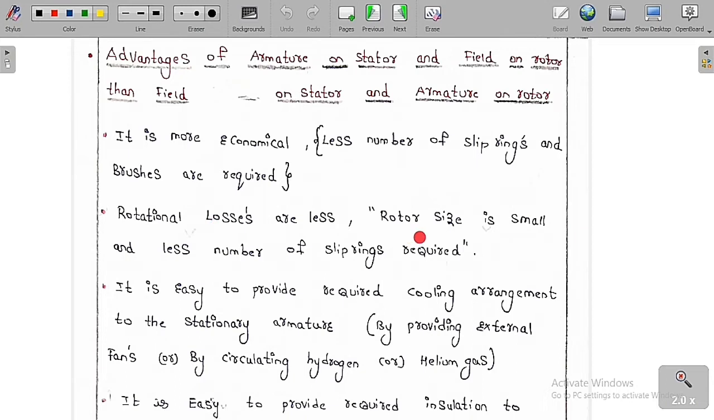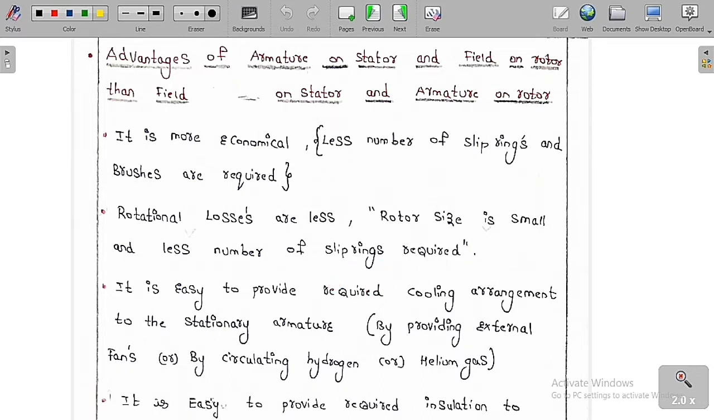Rotational losses are less because the rotor size is small and fewer slip rings are required. I already told you, whenever the rotor size is very small, the rotational losses are also very less. It's a very important point. Whenever the rotor size is small, or the slip rings required are fewer, the rotational losses are also less. So rotational losses are less because the rotor size is small and fewer slip rings are required.